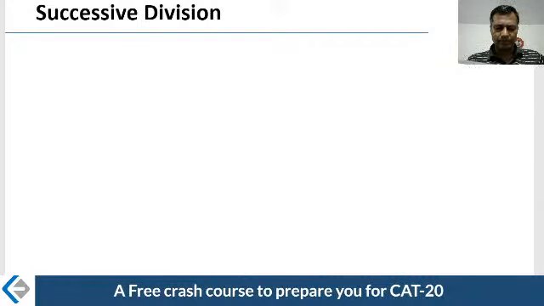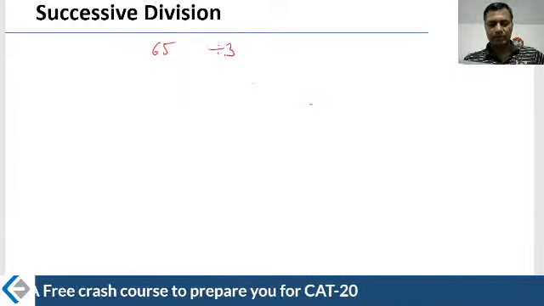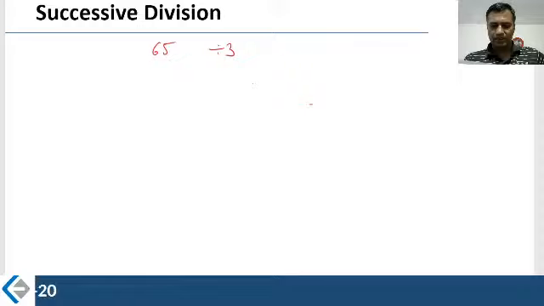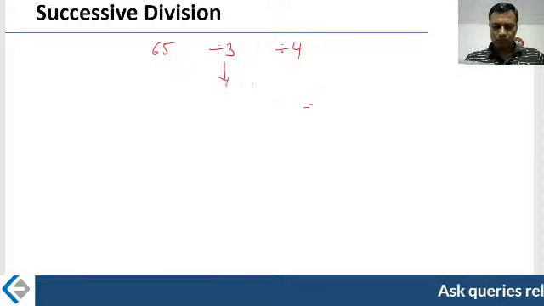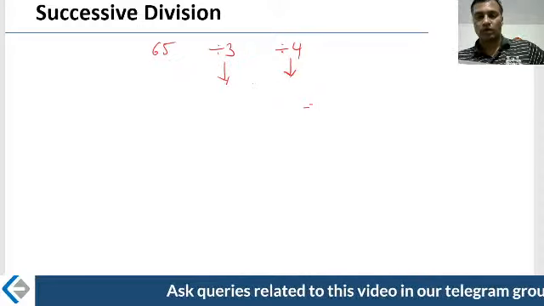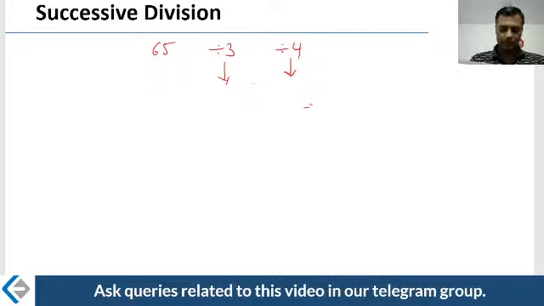Let's say that my number is 65. First, I want to divide this by 3. Then I want to divide this by 4. I want to understand what my remainders are. Great, let's understand this. Take 65. That's my number.